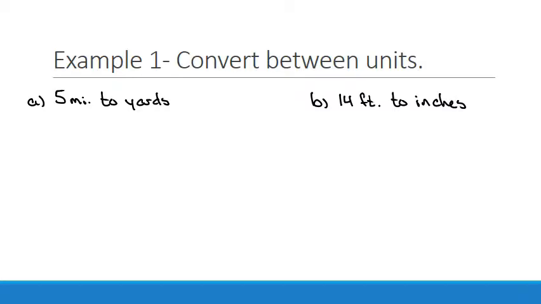All right, let's look at some examples of how to convert between units. What I'll show you is the most basic way, which is a proportion, but you can always use multiplication as well. Our first one, let's convert 5 miles to yards. With a proportion, you always want to start off with a math fact. The math fact we're going to use in all of these proportions is our conversion fact.